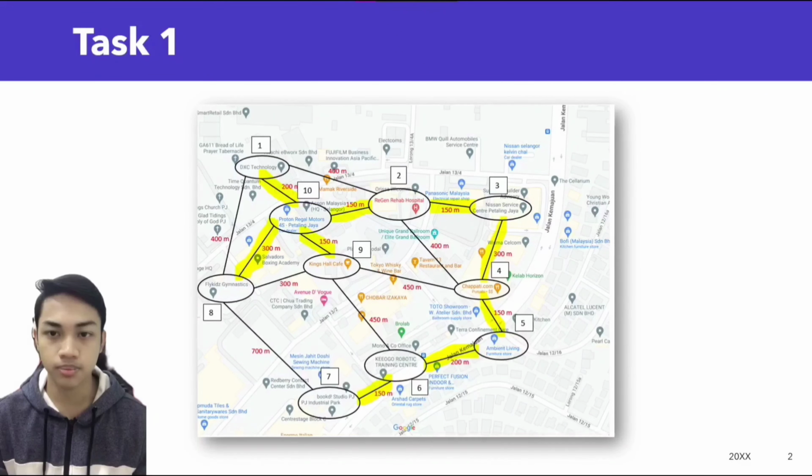Okay, so this is the map that we chose for this task. As you can see, we already chose 10 places, marked with a black circle outline. The first location is DXC Technology, the second is Regen Rehab Hospital, and the third is Nissan Service Center Petaling Jaya, and continuing with Chapati.com, Ambient Living, Kyogo Robotic Training Center, PJ Industrial Park, Fly Kids Gymnastic, Kings Hall Cafe, and the last one is Proton Regal Motor 4S Petaling Jaya. In between each place there is a specific distance in meters.